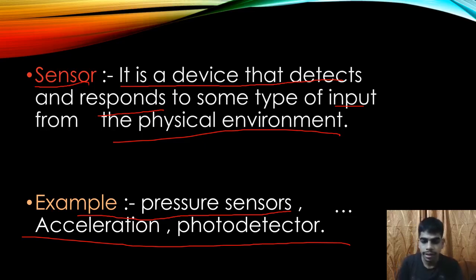So here's the basic idea, once again, I'm going to repeat it. A sensor is a device that detects and responds to some type of input from the physical environment. For example, pressure sensor, acceleration, photo detector, then chemical sensor, so many are there. It can take some input from the outside surroundings and give the output as some data. So let's move further.